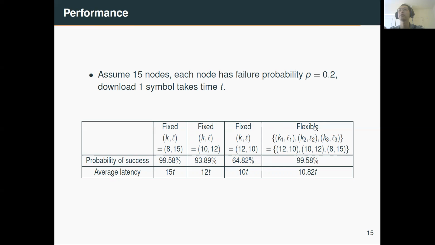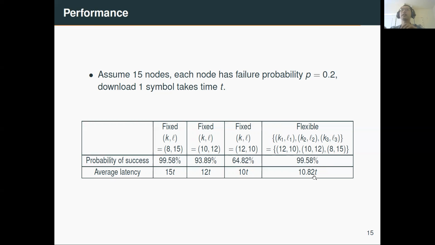So the probability that we can successfully decode all the messages is 99%. And also, since in most cases we have more available nodes than in the worst case, we don't need to download all the symbols in each node, so we can save on average latency. The average latency for our flexible partial MDS code is 10.82 times t. So you can see that in this example, we're maintaining the maximum failure tolerance, but we can also reduce the average latency because we don't need to download all the symbols in each node in most cases.